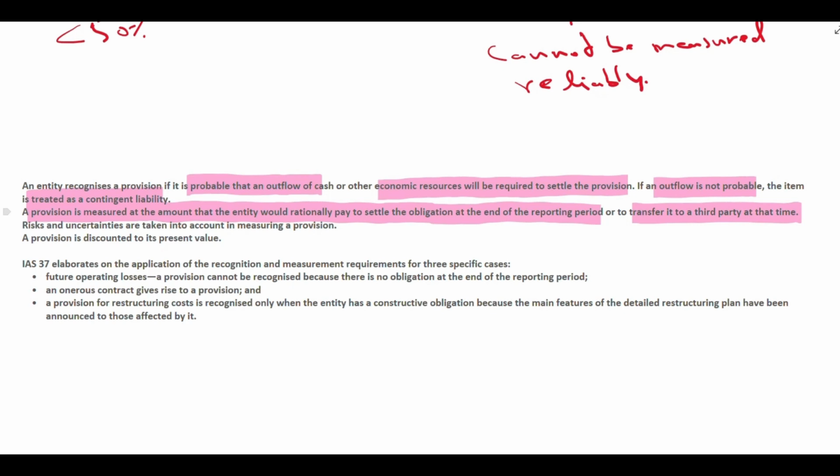So what did it say? The provision is measured at the amount that the entity would rationally pay to settle the obligation at the end of the reporting period, or to transfer. So either you pay or you transfer it to a third party at that time. Risk and uncertainty are taken into account. We have talked about the present value and the probability, so all those things are considered. A provision is discounted, so we said it is always going to be in present value. We have covered this point.